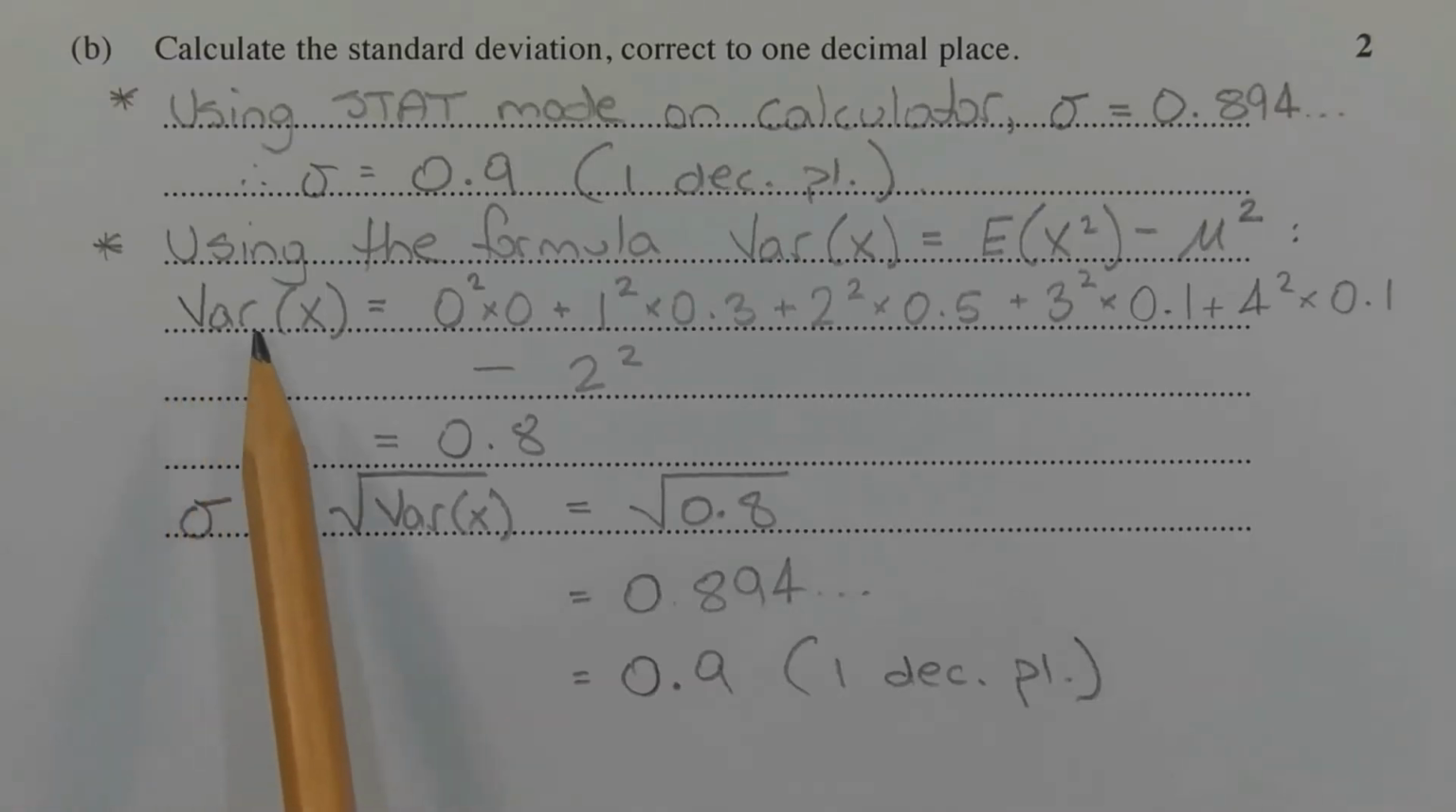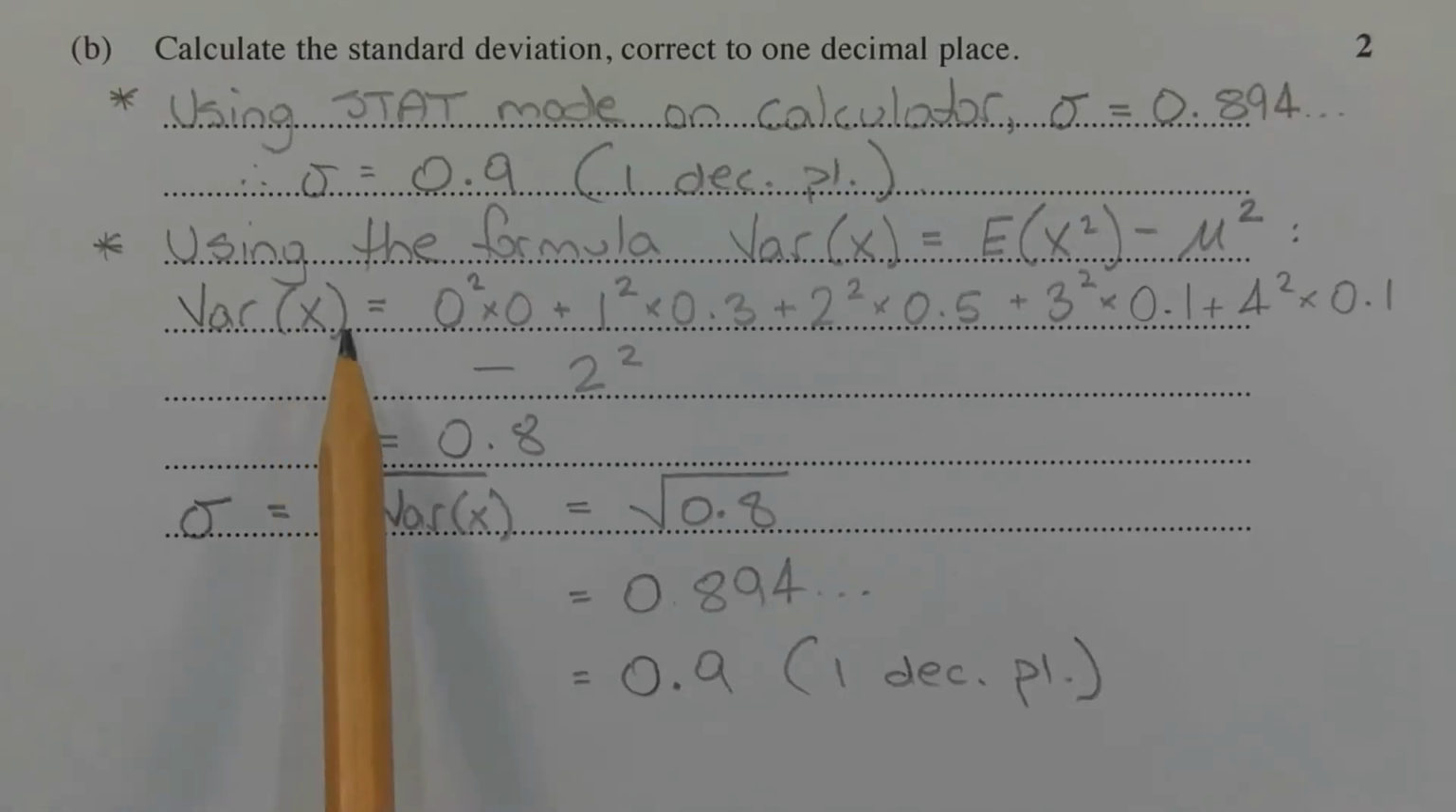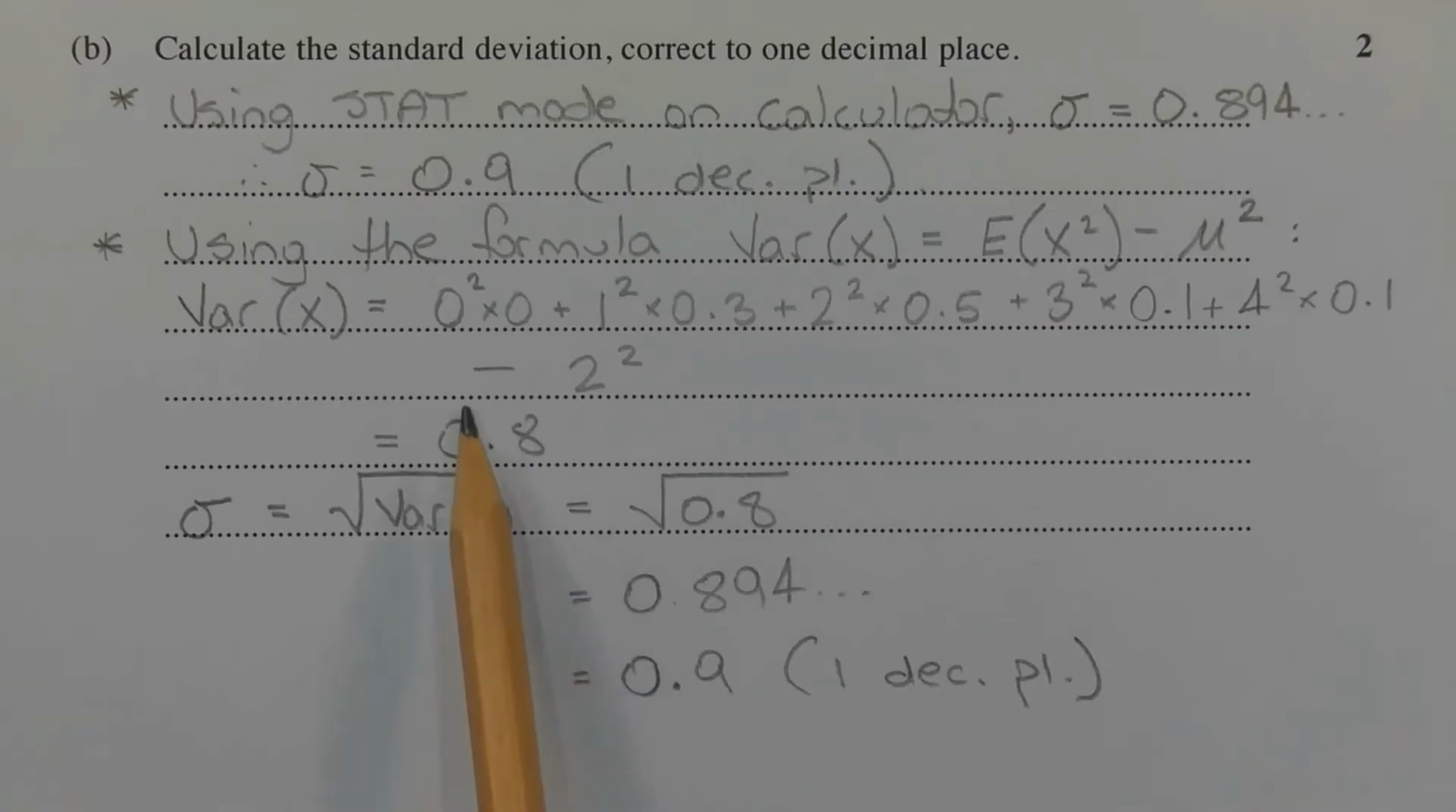So the variance of x evaluates to 0.8. To get the standard deviation, we need to take the square root of the variance. Taking the square root of 0.8, we get 0.894 and so on, which rounds to 0.9, correct to 1 decimal place.